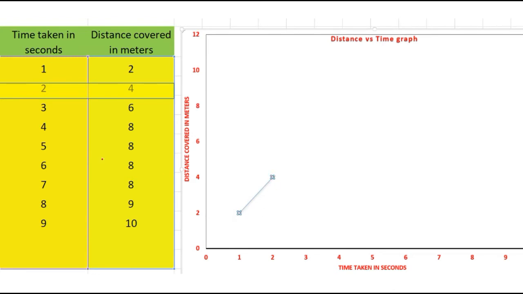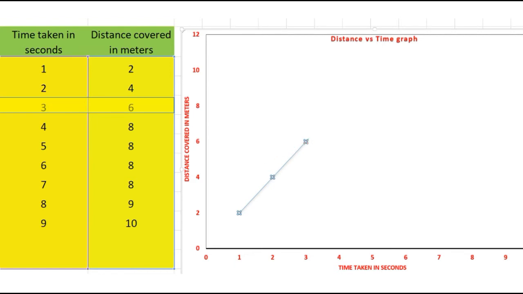In the same way for the third, please look at it carefully. And you will have to draw this on graph paper when I give you some activity oriented project work. So for 3 seconds, the distance covered is 6 meters. So 6 meter will be somewhere here.